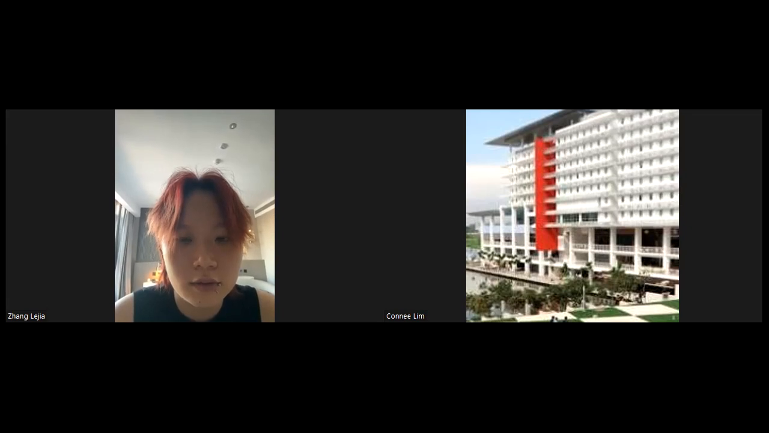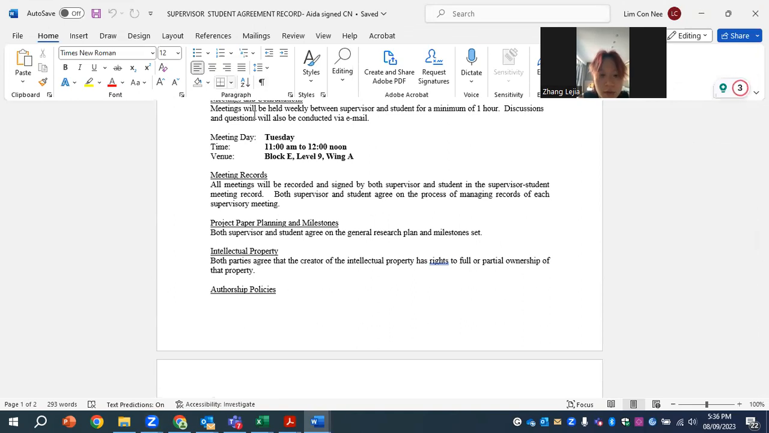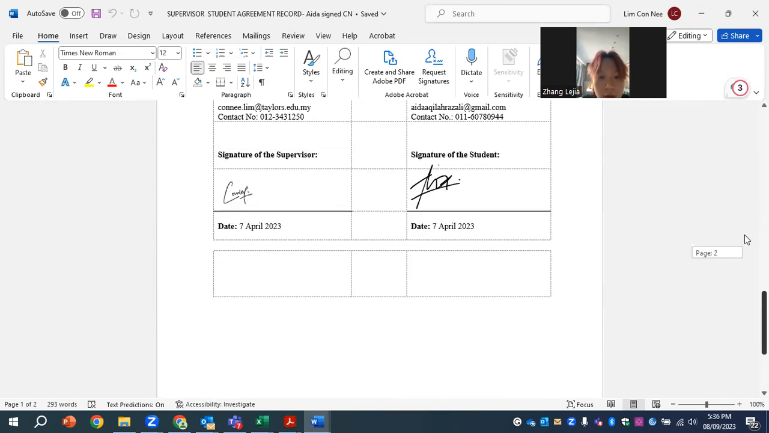You need to fill in this form first. I'll show you my screen. In your MI, you can find the research topic and supervisor selection form, Appendix A. Put in my name, Lim Connie, and then put in all the details here. What is your major? Then put in the day that we have agreed, which is Thursday, 11:15 to 12:15, Block E, level 9, wing B. Fill in all the other details, then you can let me sign.